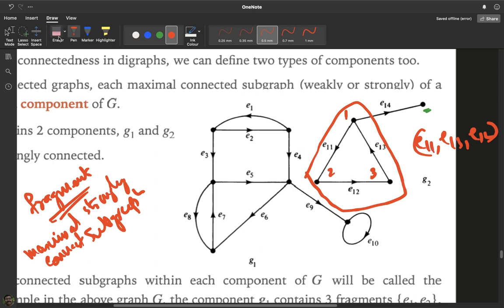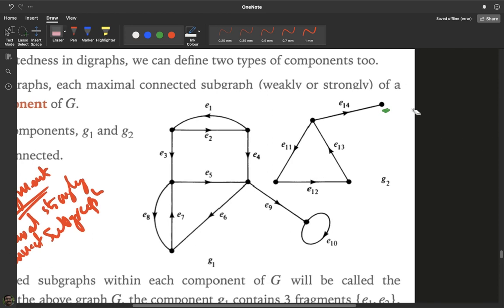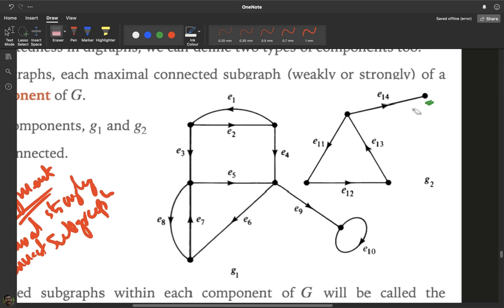Can you look at this graph G1 and find some fragments here? There can be many fragments. If you look at this one, maybe E2 and E1. Suppose I name the vertices simply 1 and 2. I can go from 1 to 2, and I can come back from 2 to 1. So this could be a fragment, but if it is a fragment, it should be maximal also. So what will happen if I include this edge E3? Suppose this is vertex 3 and this is vertex 4.